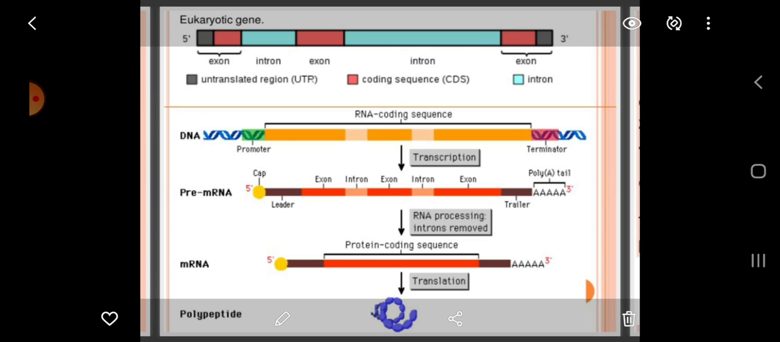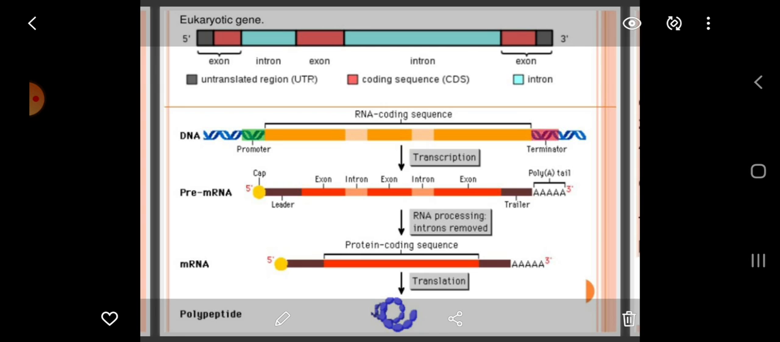Here you can see a yellow cap at the 5' end. Then you can see the leader sequence, which is brown in color. Then you have the exon, intron, exon, intron, exon. Last you have a trailer region, and then the poly A tail with all the adenosine bases at the 3' end. Now this pre-mRNA will be processed and introns will be removed and it will become a functional mRNA.